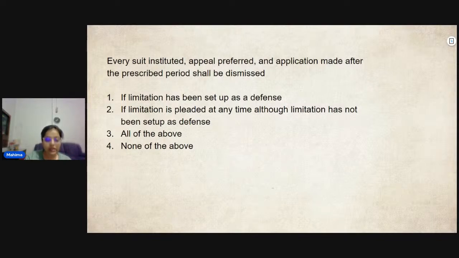Limitation Act that in both the cases, even if the limitation has been set up as a defense, and if limitation is pleaded at any time, although the limitation has not been set up as a defense, after the limitation period, the suit shall be dismissed.